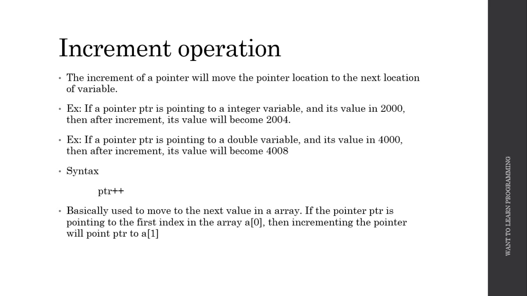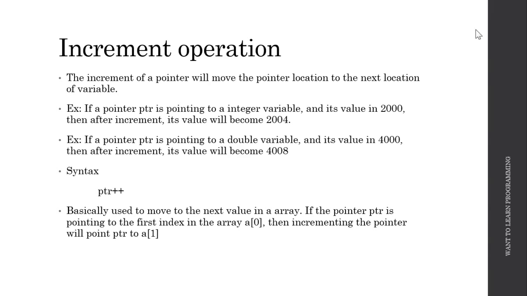Basically, this increment operation is used to move to the next value in an array. So if the pointer ptr is pointing to first index of the array a of 0, then using the increment operation, we can move to the next array element, that is a of 1. So increment operator is used in this case.